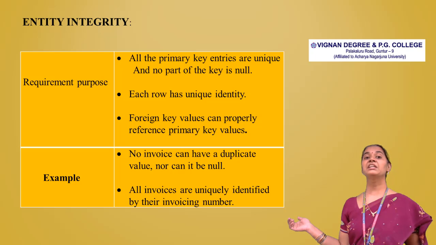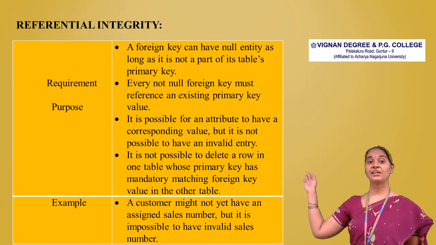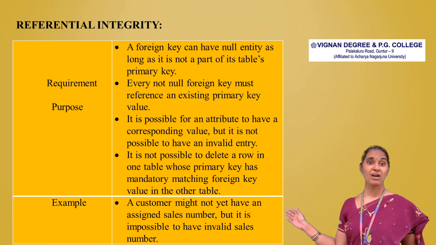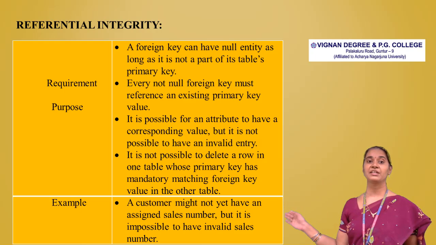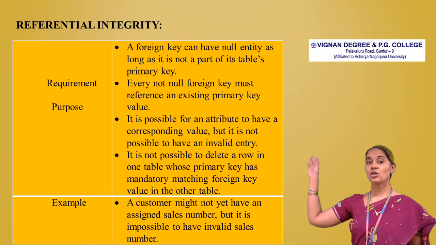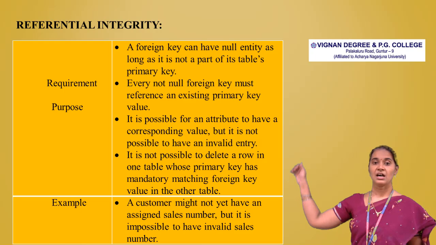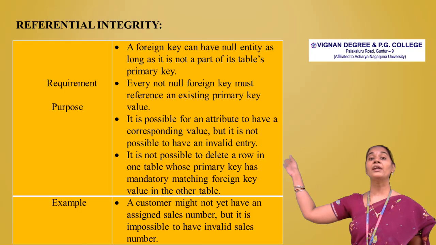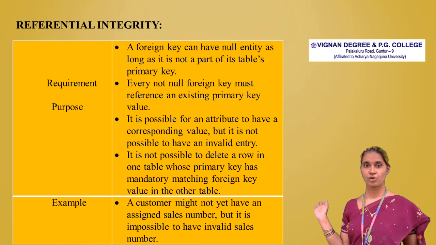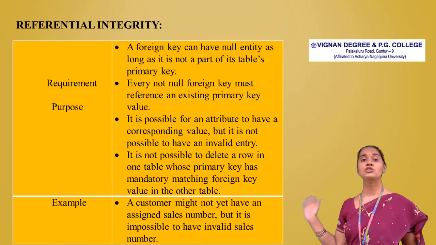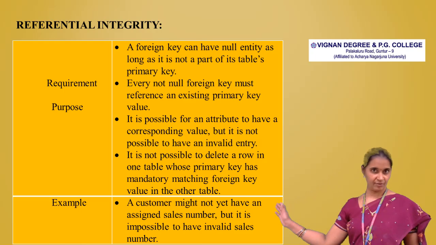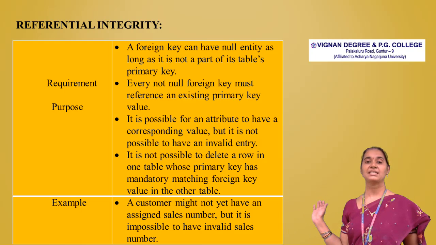This is entity integrity. The next one is referential integrity. What is referential integrity? What is the requirement or purpose for defining it? A foreign key can have null entries. Suppose I use the student number, which is a primary key of the student table, in the lecturer table as a foreign key. Then what are the rules or things to be remembered when I use one table's primary key in another table as a foreign key?